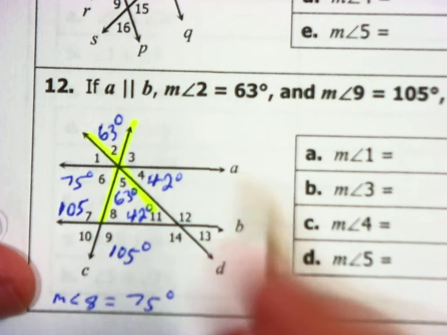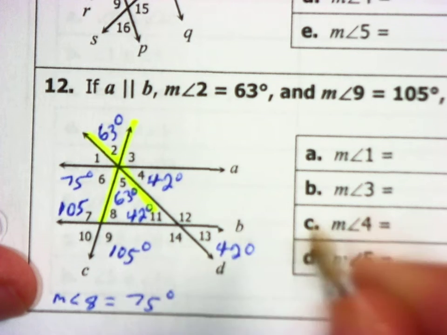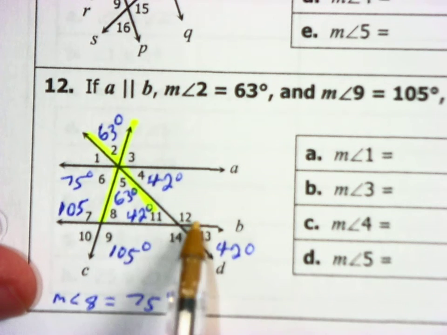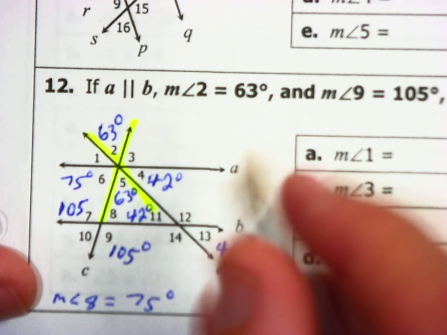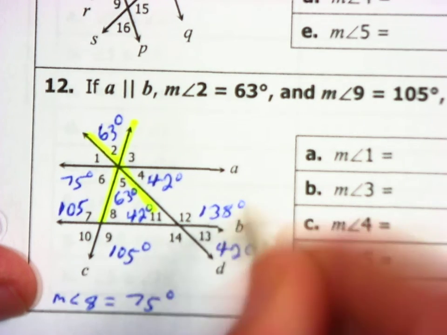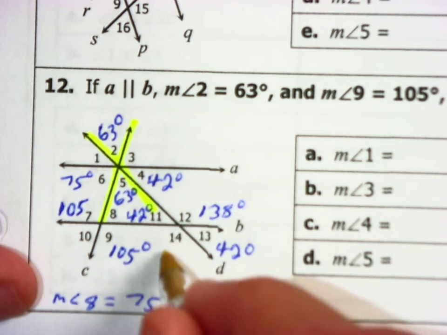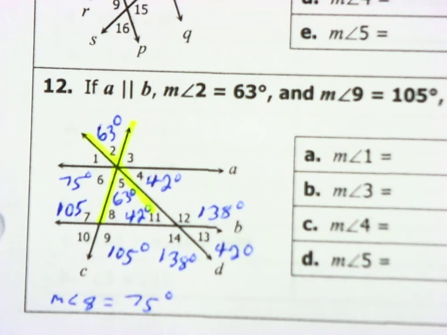If 11 is 42, then 13 is 42, so the vertical angles. Look, 11 and 12 are a linear pair, so you can go 180 minus 42, and you get 138. And that makes angle 14 vertical, so also 138. All right, take a moment, how are we doing?